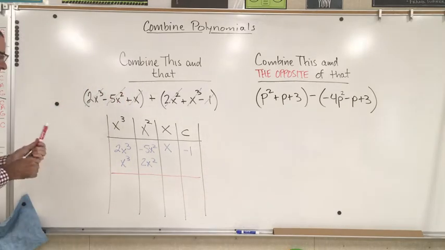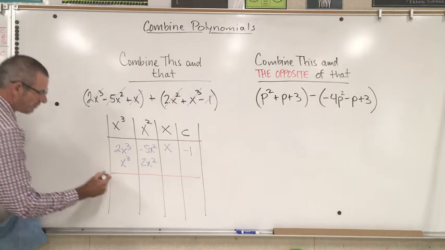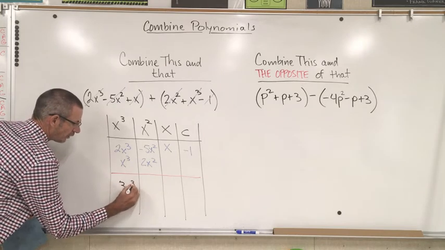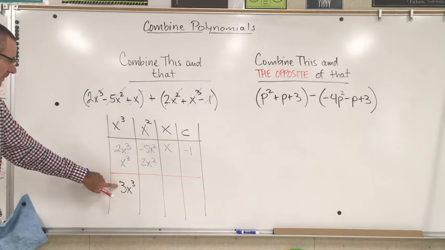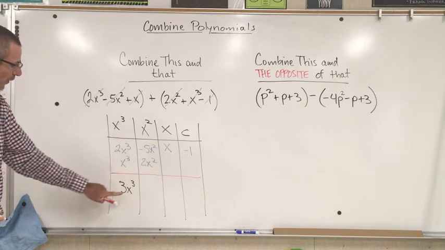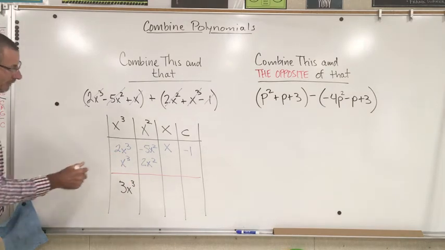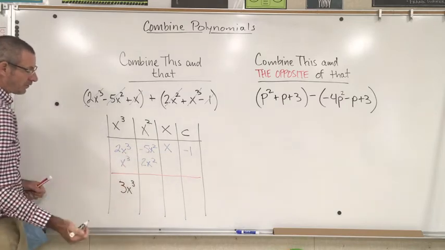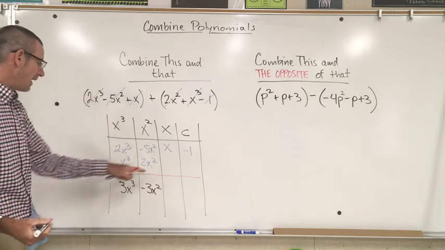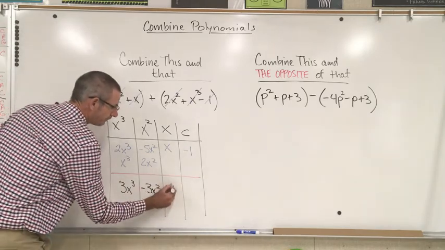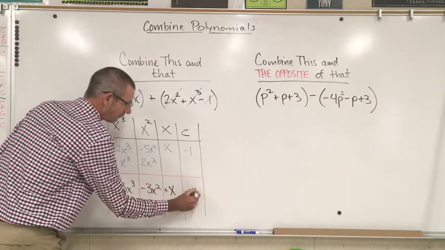This is going to be x to the third and 1x to the third, which makes 3x to the third. Remember, this is an unwritten 1, so an unwritten 1 plus 2 is 3. Notice when we're combining like terms, we're not adding the exponents. We're just counting up how many x to the thirds we have. Here we have a -5x squared and a positive 2x squared, which leaves us with -3x squared. Here I only have my x, and it's positive, so I'm going to put a plus sign now to join these together. And then I have a -1.